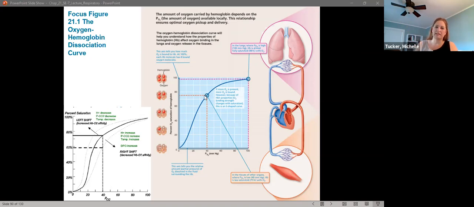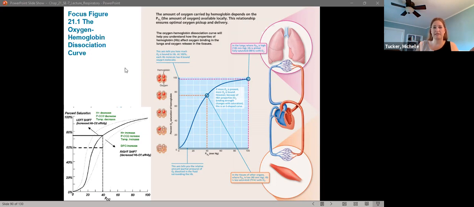So at rest, when we pick up oxygen, we move between 3 and 4. When we get to the tissues, we move back to 3. With exercise, we go back to 2. And then at the level of the lungs, we'll go back up to 4. So we tend to play more in this part of the curve.